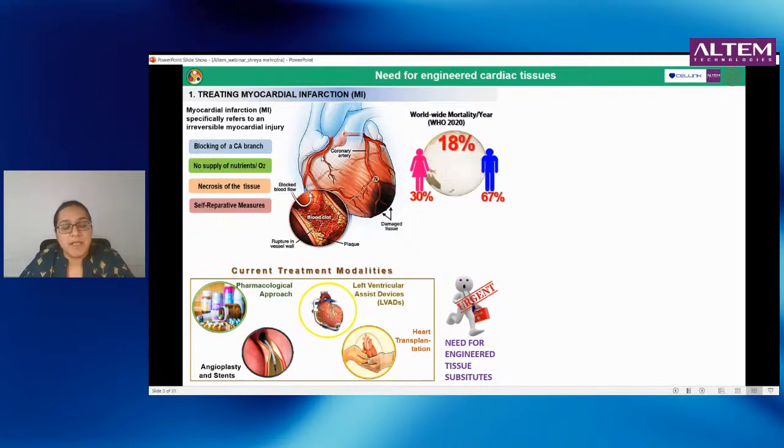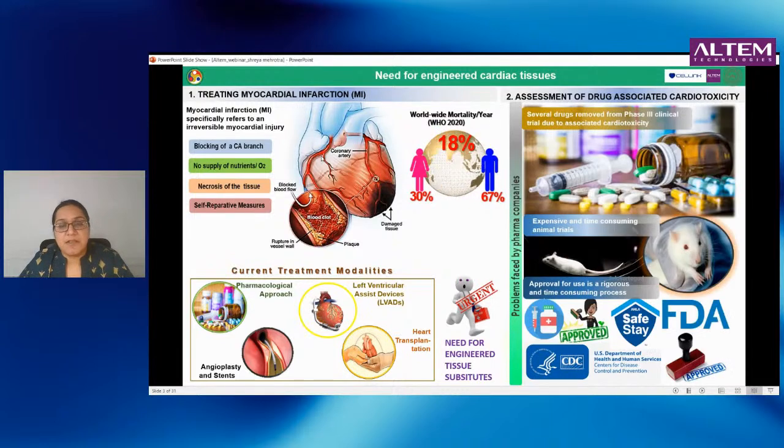But they have their shortcomings in terms of the secondary infections and the thrombosis associated with LVADs. And finally, we come to heart transplantation, which is obviously the gold standard treatment for myocardial infarction, but is quite limited by the paucity of organ donors. Therefore, there is an urgent need for engineered tissues.